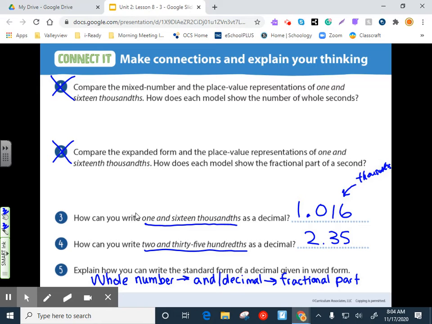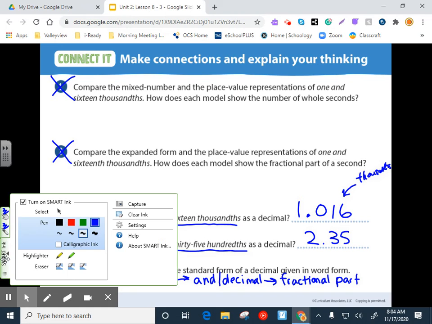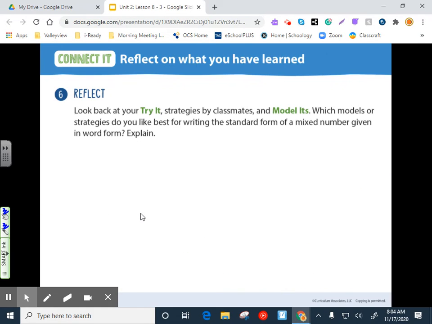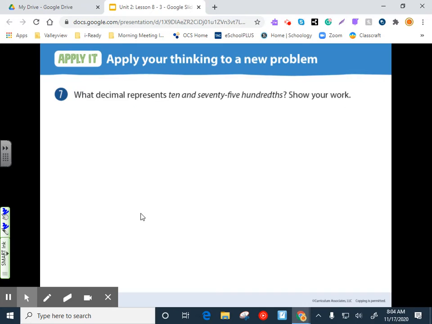See the word form, see where the whole number is, look in the word form and where it says and. In fact, let me circle right here. And that tells me to drop down a decimal point, and everything after the word and is what you put in as a fractional part. And skip 6. All right, let's put this to task.